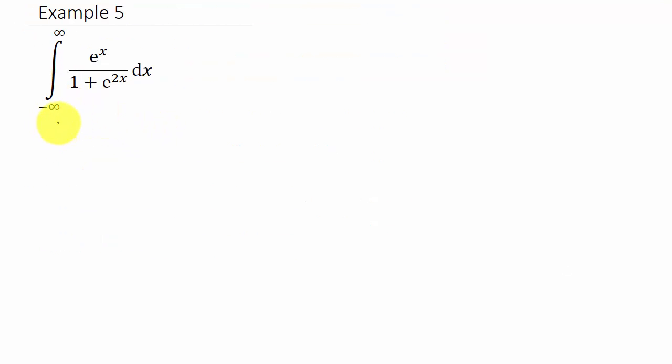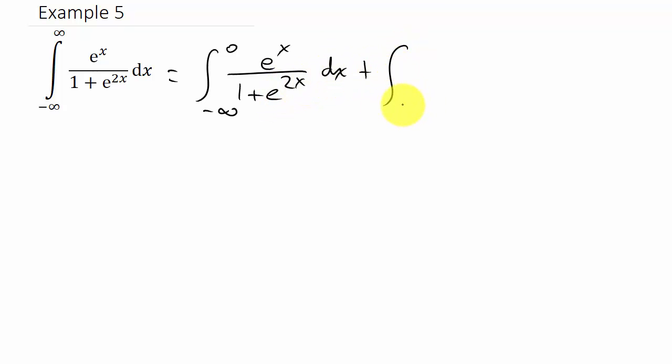Alright, so let's take a look at an example. Here we have the integral negative infinity to infinity of e to the x over 1 plus e to the 2x dx. First thing we want to do is rewrite this from negative infinity, and we'll pick a number between negative infinity and infinity, any real number, and I'm going to choose 0. That's the integral of e to the x over 1 plus e to the 2x dx plus the integral from 0 to infinity of e to the x over 1 plus e to the 2x dx.